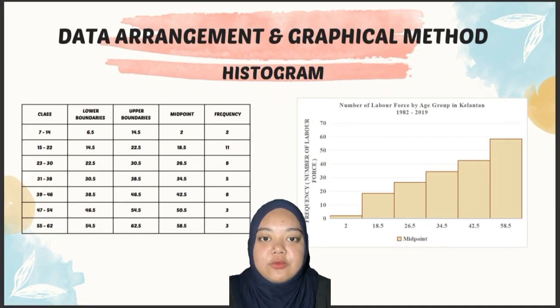My matric number H2182540. First of all, I will explain the first part of statistics, part A, which is data arrangement and graphical methods of the number of labor force by age group in Kelantan, 1982 until 2019. The first graph is a histogram.